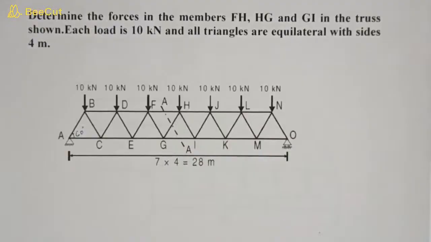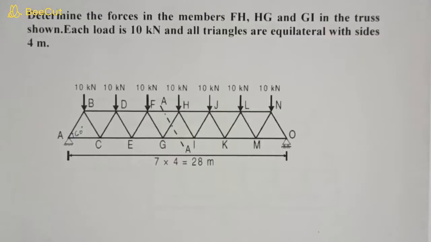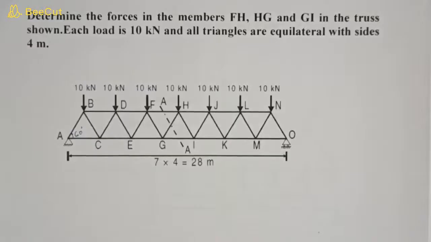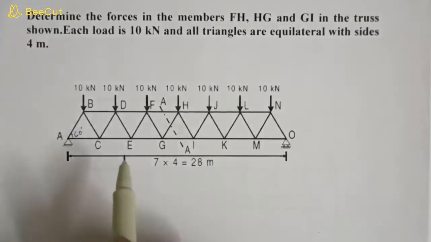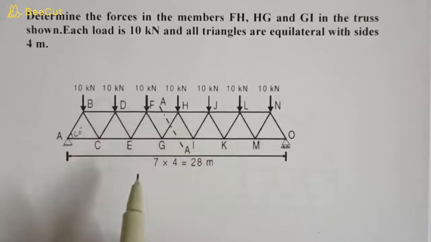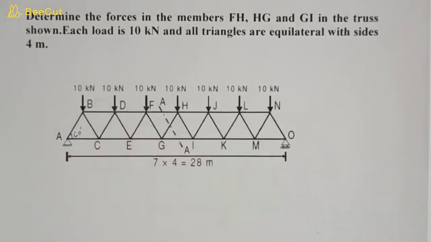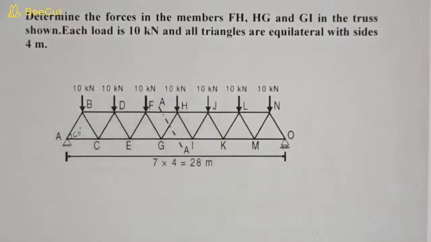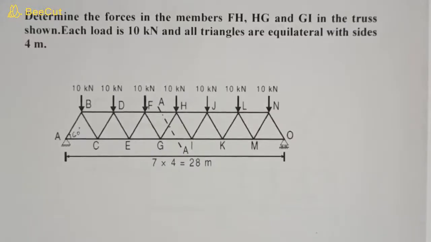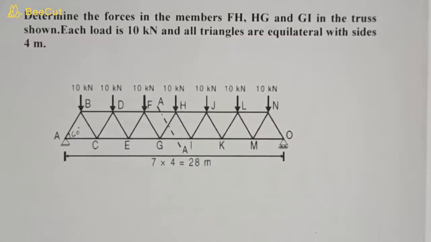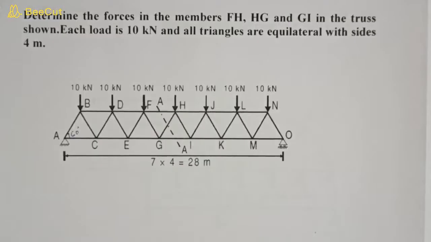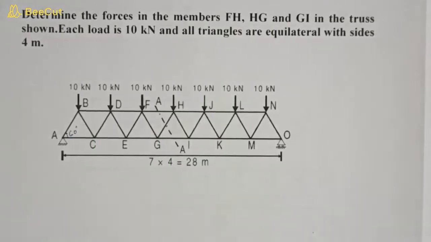So why are we applying method of section here? You know that when we don't have to find forces in all members, only a few members, then we can apply method of section, because it is very easy. If we try to solve this truss with the help of method of joints, it will take too much time and we have to calculate forces in all the members to arrive at these members. And second, if we cannot start from method of joints, in that case also we try to apply method of sections.